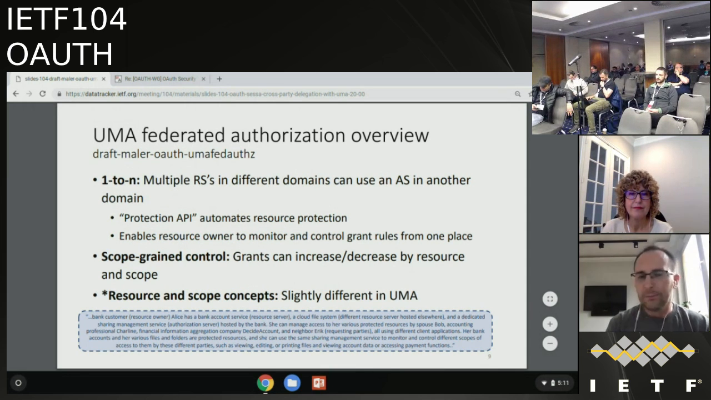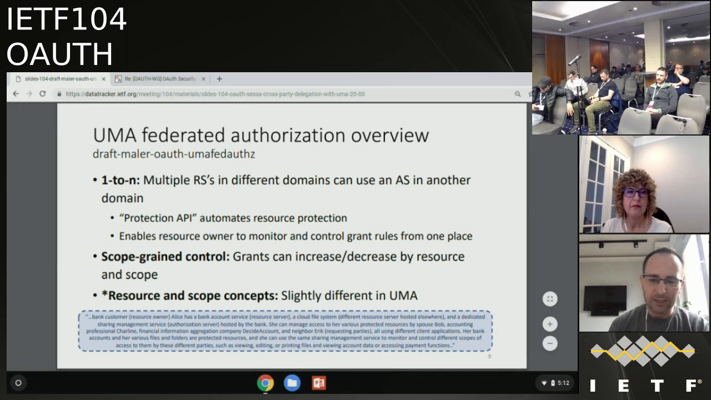To discuss the second spec, the federated authorization, I'll also use the example from the specification to relate to three concepts again: one-to-N interactions, scope-grained control, and the resource and scope concepts. The example is pretty much similar.